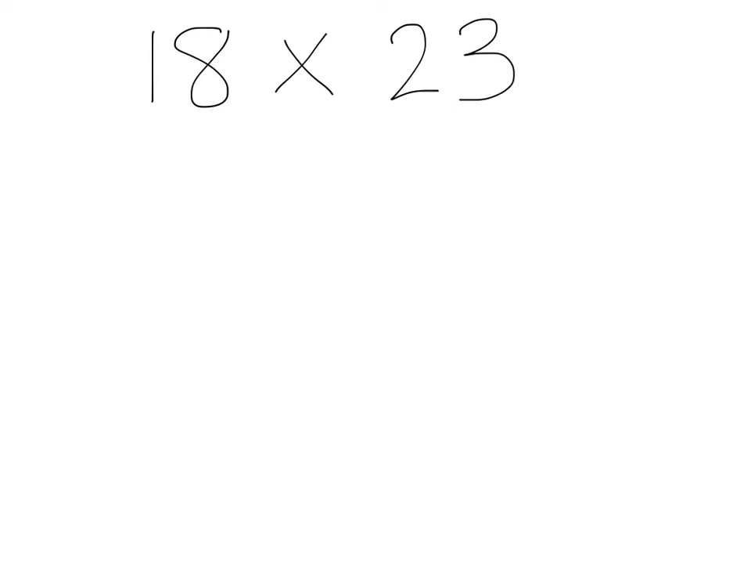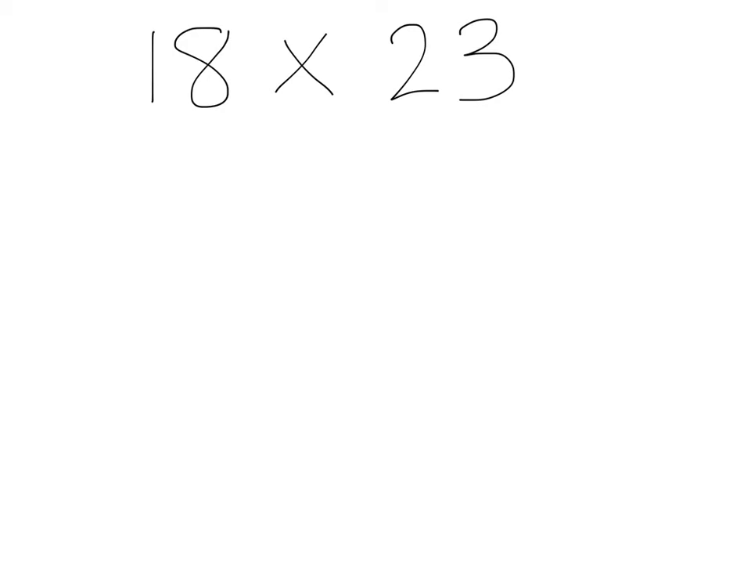Okay, so today we're going to begin with a tutorial on how to use the grid method to multiply. For this example, I'm going to use tens and units multiplied by tens and units: 18 times 23. For this method, I'm going to need to draw a grid to begin with.